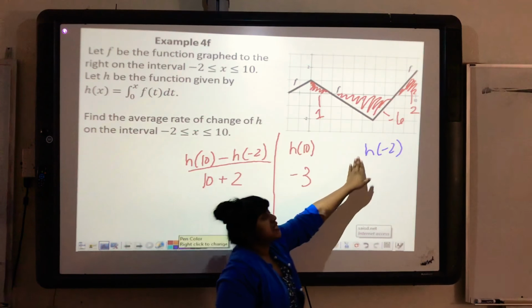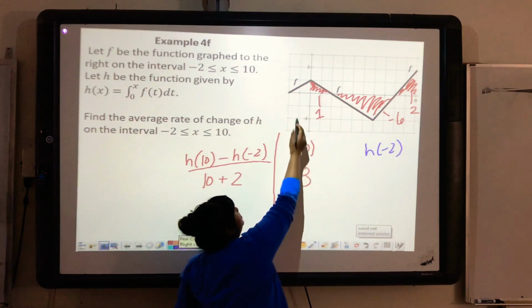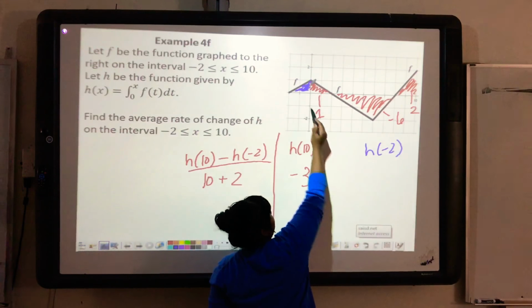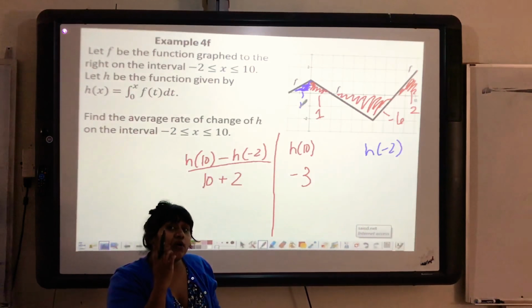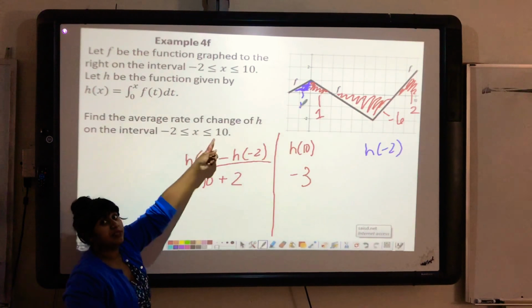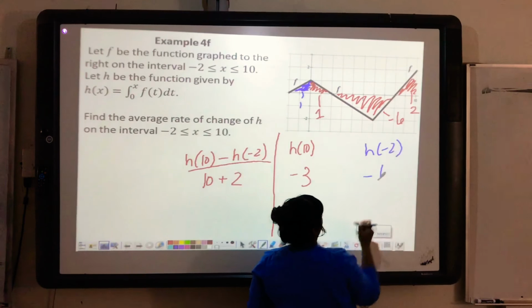My final one is h of -2, so I'm going from 0 to -2. Okay, so this is still an area of 1. However, where am I going? Are we sure it's +1? No, we're not, because we're going backwards, right? From 0 to -2, I went backwards, so this is actually -1.